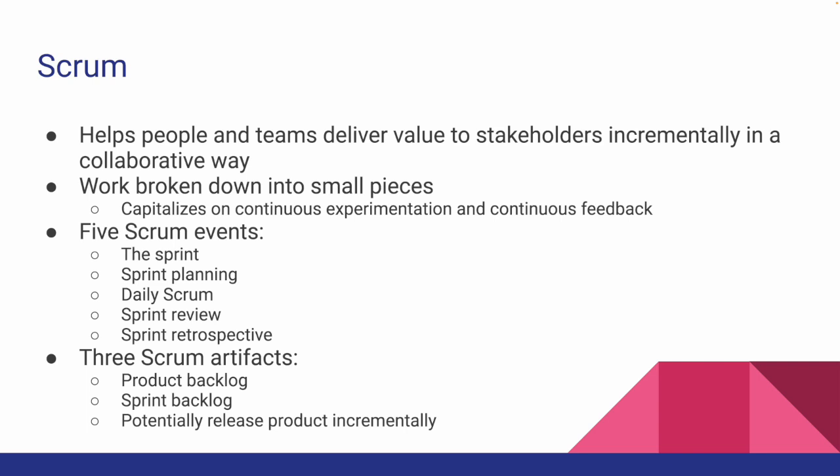There are sprint reviews, where at the end of the sprint, you all review and make sure we're on the same page about what was done during the sprint. And then there's the sprint retrospective, where we talk about what we learned from the previous sprint. And we'll talk a little bit more about that in a slide or 2. Finally, there are 3 Scrum artifacts. There's the product backlog, the sprint backlog, and potentially an incremental product release.